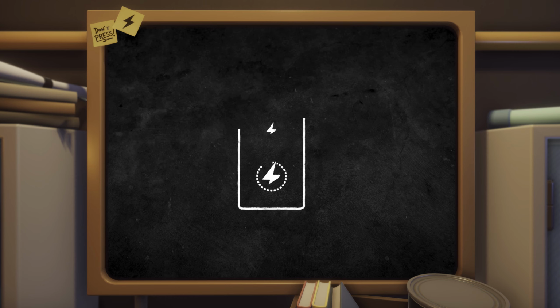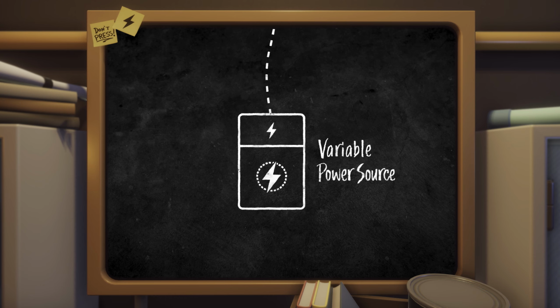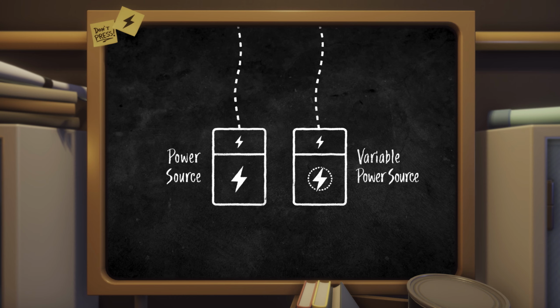The other prop is the variable power source. This acts just like the power source, except you can set the starting power value in the prop properties. So by default, the power source will always output with a strength of 1, but you could use a variable power source and start with a strength of like 0.3 or even 0.8.